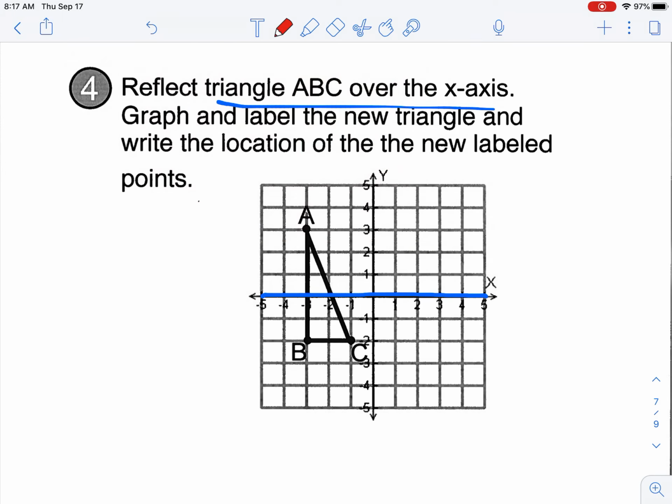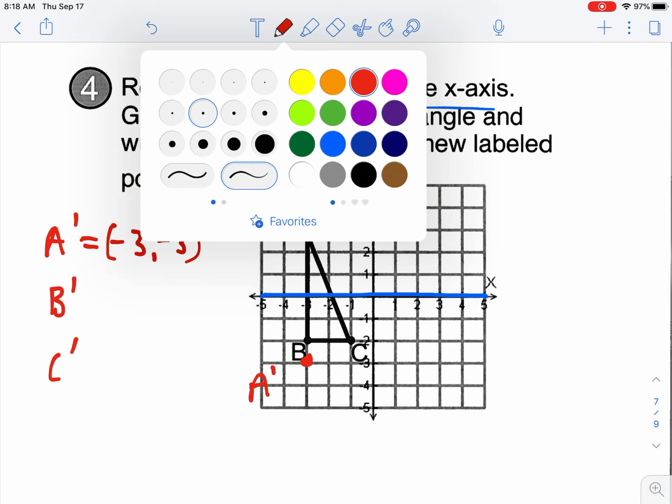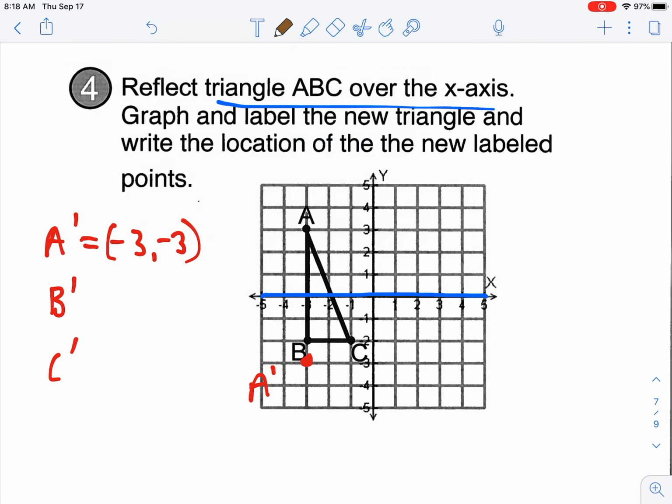Let's take A and count to our blue line: 1, 2, 3. Let's go down 1, 2, 3, and let's call it A prime. We are going to be responsible for listing the new coordinates of A prime, B prime, and C prime. A prime would be left 3, down 3, so that's negative 3, negative 3. Let's do B and then C. B is 1, 2 below the blue line, so let's go 1, 2 up, and B falls right there. That's left 3, up 2.